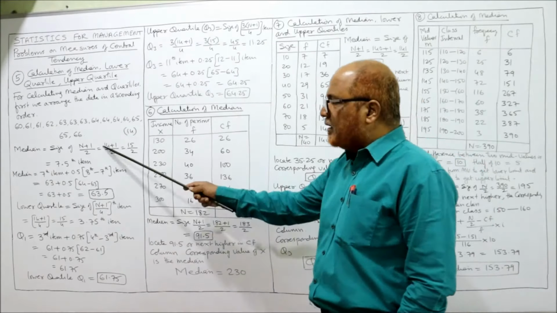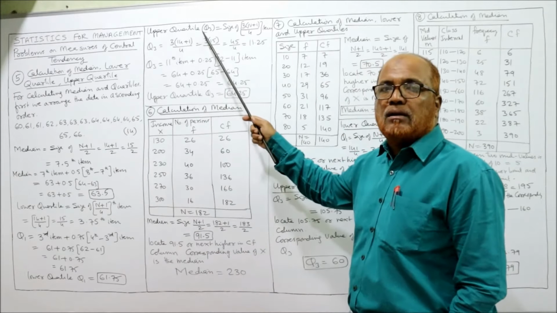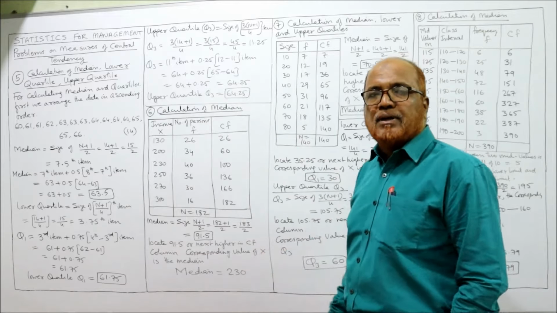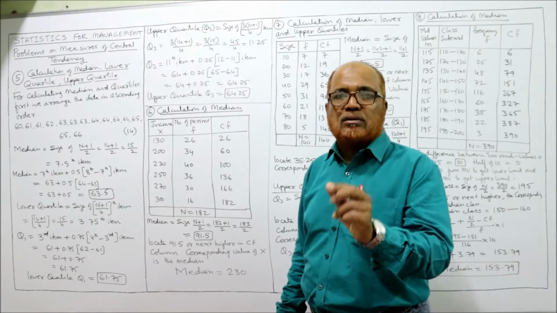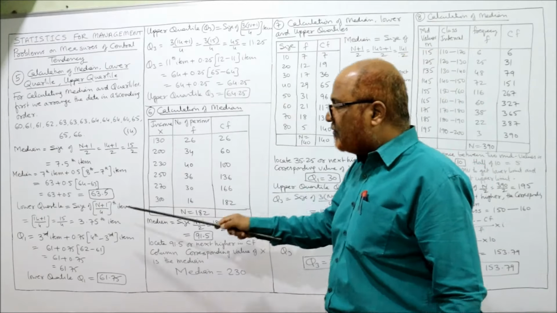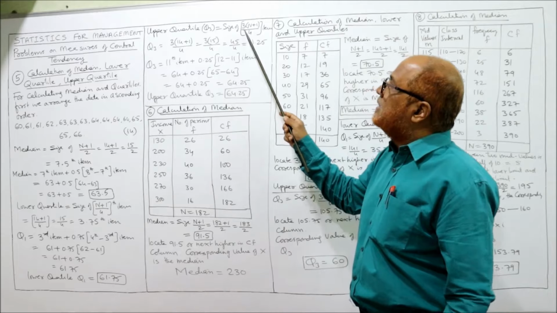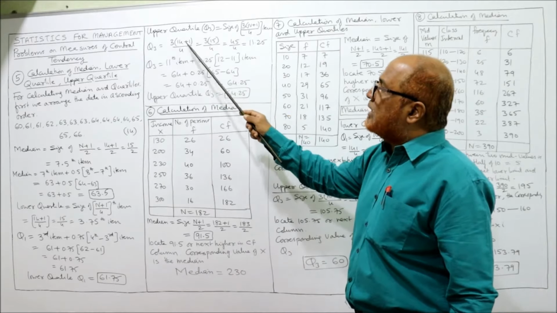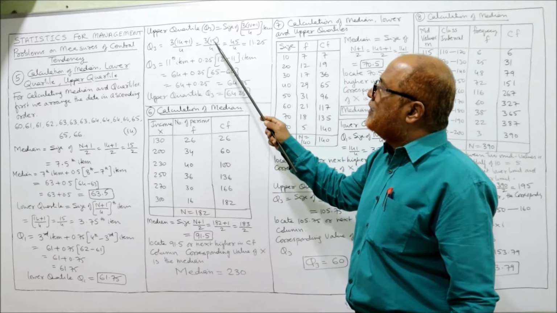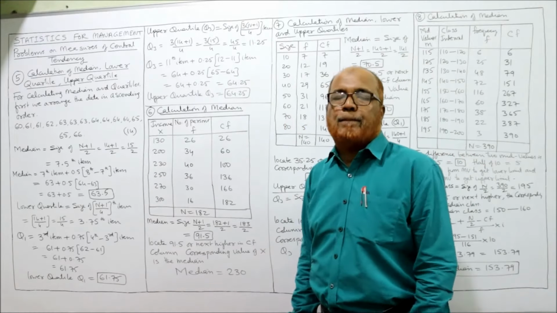So ultimately the lower quartile Q1 is 61.75. We have calculated the median and Q1. Now Q3, the upper quartile. The formula is the same, but we multiply with 3/4. So 3 into (n plus 1) by 4. Here for Q1 we took only (n plus 1) by 4; here we multiply by 3. So 3 into 15 by 4 comes to the 11.25th item.